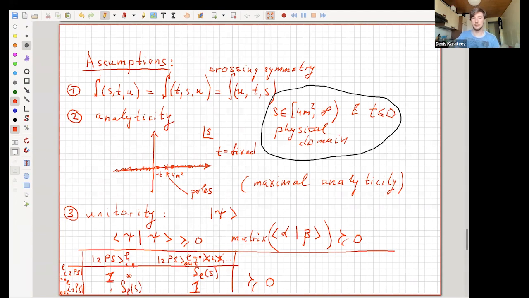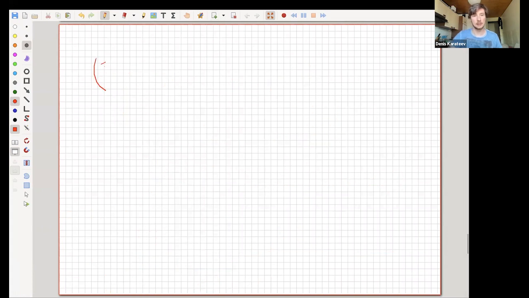Okay, so this matrix should be semi-positive definite. Let me go to the next page and write it properly, the same thing. Basically the statement is that this matrix should be semi-positive definite for the physical values of S, because Hilbert space is defined for the physical energies of physical particles. So S for this condition is required to be real, it cannot be complex or negative. Now, these quantities here are called the partial amplitudes or partial waves.